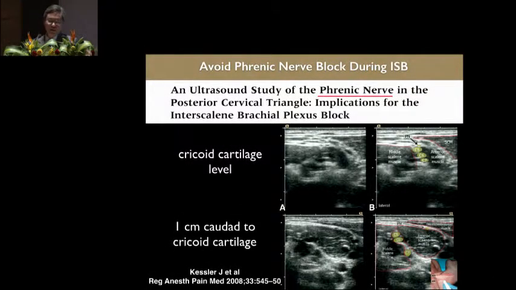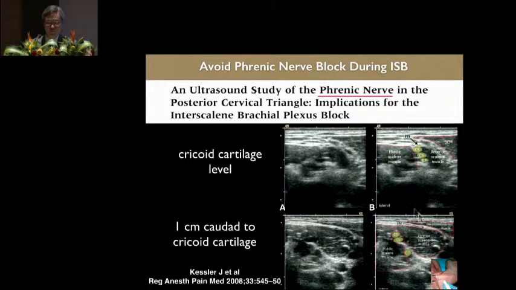Another thing we talk a lot about is the phrenic nerve, right? We are obsessed with the phrenic nerve. It's true that occasionally patients become symptomatic. They cannot breathe. And we do know that the phrenic nerve can be very close to the brachial plexus C5 nerve root at the level of the cricoid cartilage.